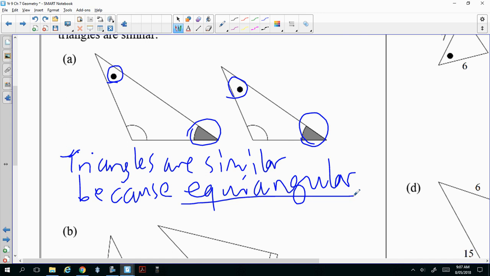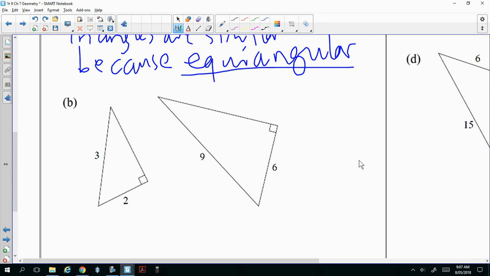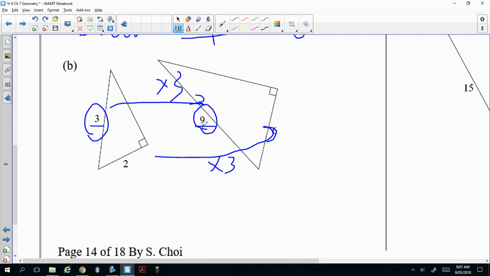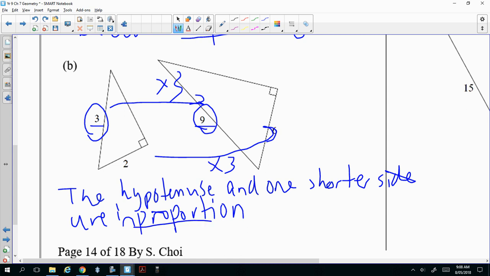Okay, good. Next one. Which test should we use? Test 4. So you have to write the full words. Can you see they're both right-angled? But because it involves the hypotenuse, you say the hypotenuse. Now, unlike congruence, where you can use abbreviations like SAS and RHS, in similarity you're not allowed to use that. You have to write the full sentence. So you say the hypotenuse and one shorter side are in proportion. The key words are: are in proportion.